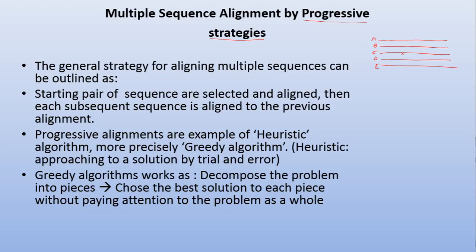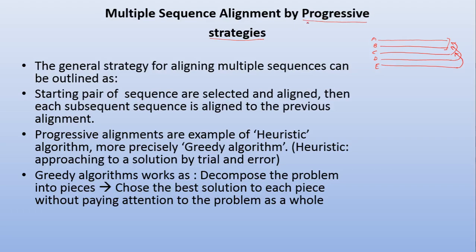So in progressive strategy, what do we do? We select an initial pair of sequences and align them. Suppose we have selected A and B as the initial pair and aligned them. Once we align A and B, we go on progressively adding the remaining sequences to our alignment like this. Since we are progressively adding one sequence after another, we call such a strategy a progressive alignment strategy.